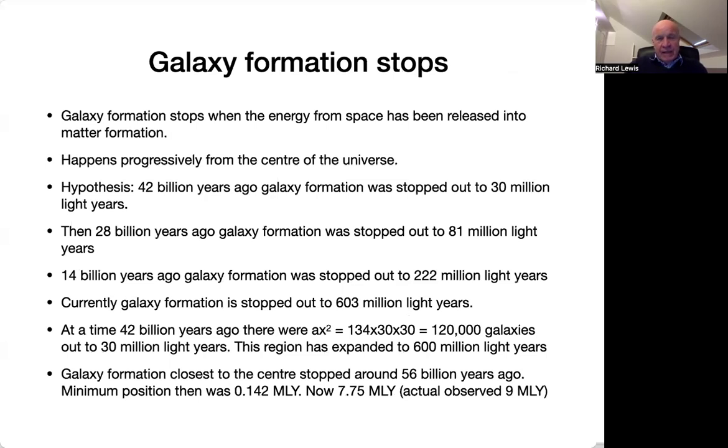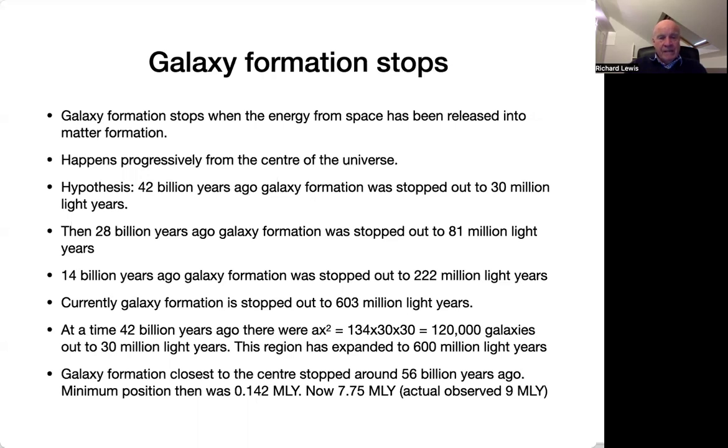There's evidence that galaxy formation stops once the energy from the release of space curvature has been released into matter formation. There's a couple of pieces of evidence of that, which comes from galaxy distributions. So, for example, if you get a cluster of galaxies forming, they will release the tension in the medium of space, leading to a tendency for galaxies not to form subsequent to that in the local vicinity.